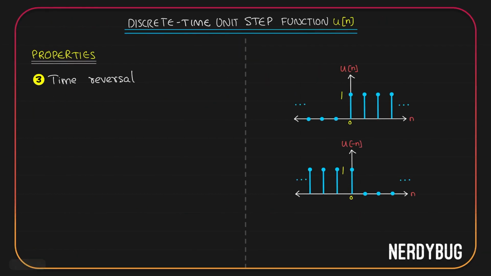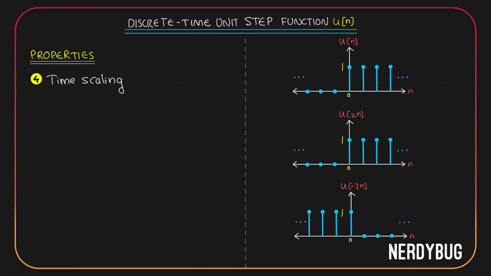Our next property is time reversal. U of n looks like this. 0 until -1, and from 0 we have 1. On the other side, if you take u of minus n, you will have 0 from 1 to infinity, and from -infinity to 0 you have 1. Let's write the mathematical definition. It is 1 if n is less than or equal to 0, and it is 0 if n is greater than 0. One thing you can notice here is that for n equal to 0, we have 1 in both these functions.